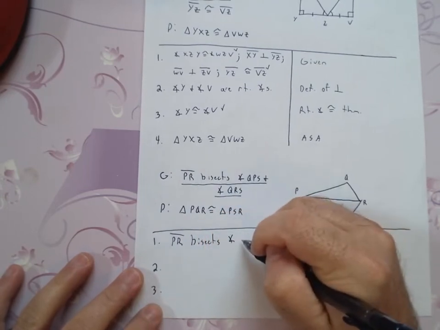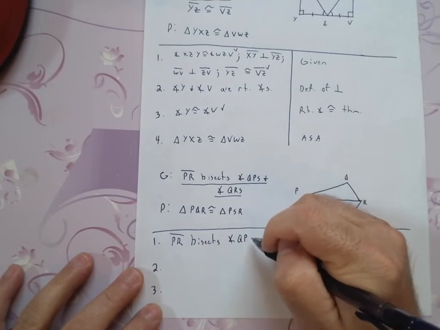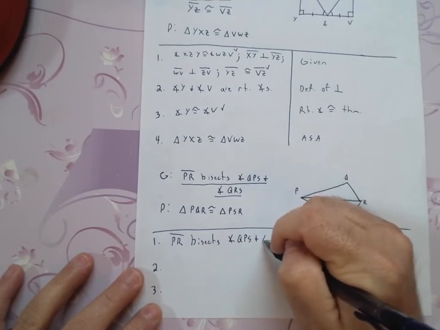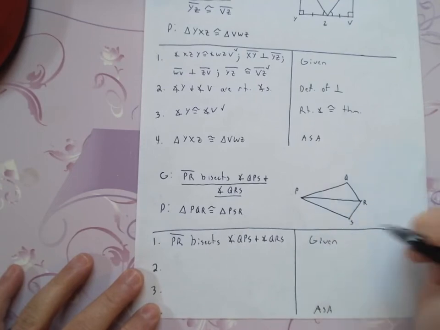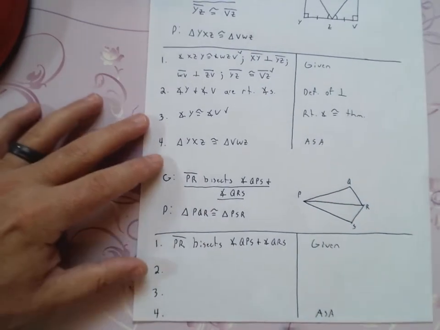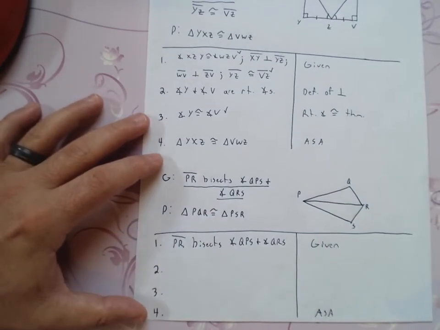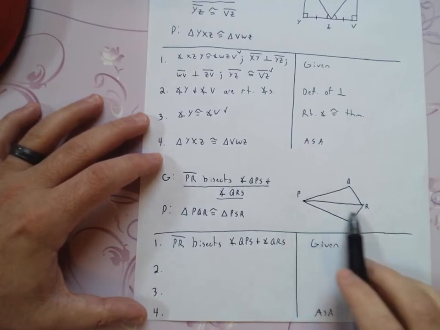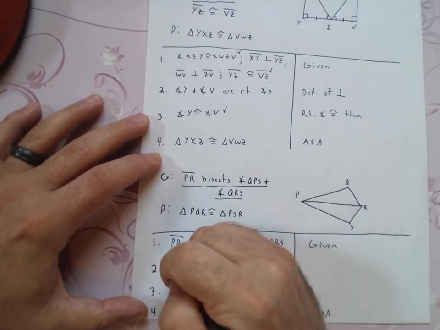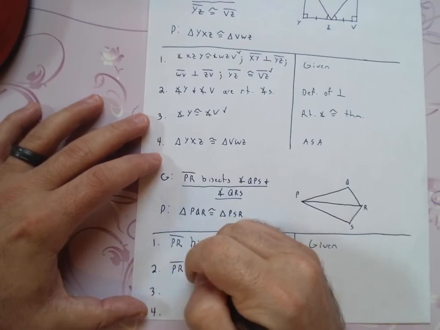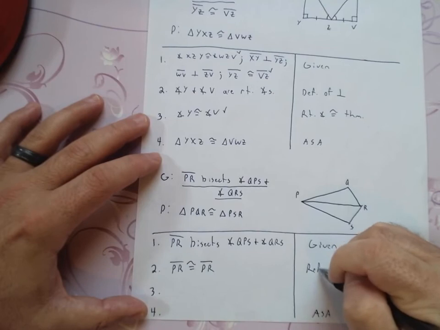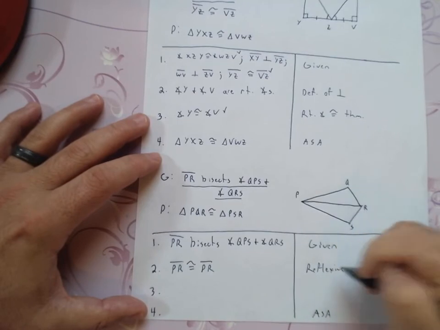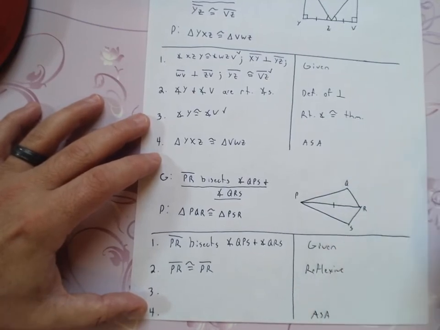Segment PR bisects angle QPS and angle QRS. That's given. Now you have to get me to my triangles. I need two angles that are congruent and one side that's congruent. If you look at the picture, you already see the side that's congruent: segment PR congruent to segment PR, reflexive. So we know that's congruent on both of them.